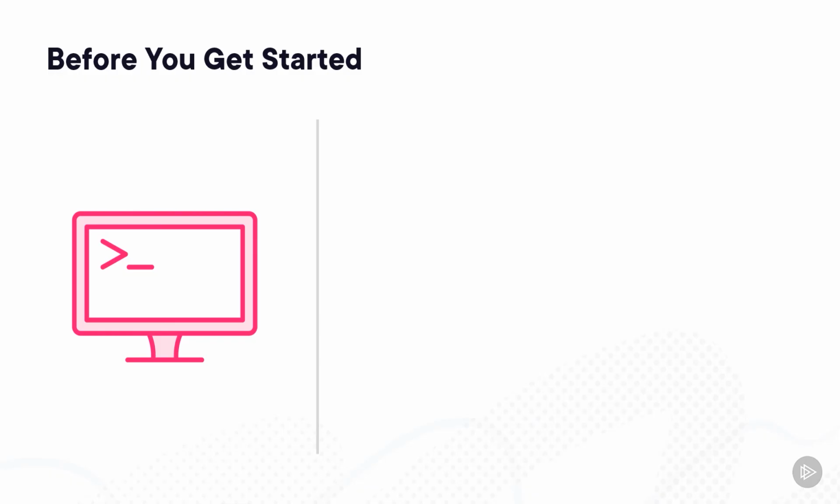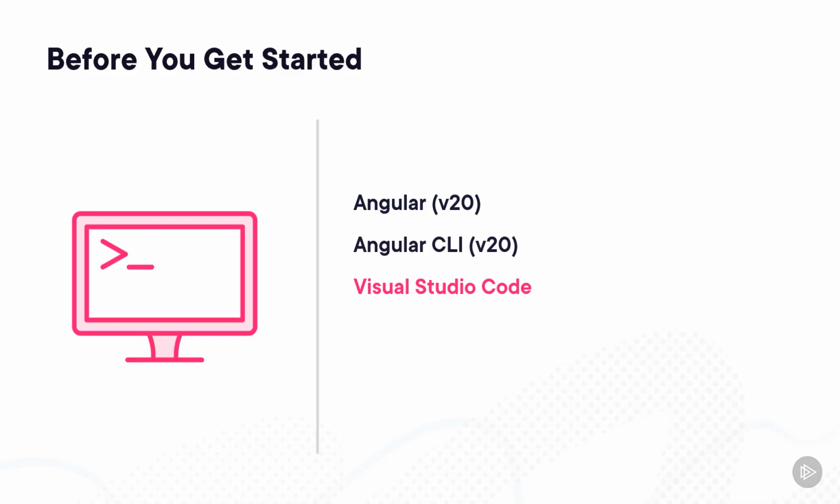Before you get started, there are a couple of things that you should know, especially if you want to follow along while I'm coding. For this course, I'm using Angular 20 along with Angular CLI version 20. I'm also using Visual Studio Code as my coding editor and the latest versions of NgRx and RxJS. This course is designed for Angular version 16 and above, so if you're using any of these versions, everything should work just fine with minimal or no changes at all.